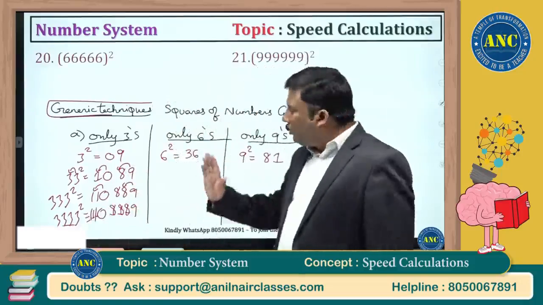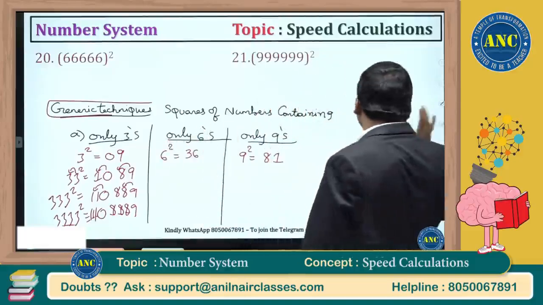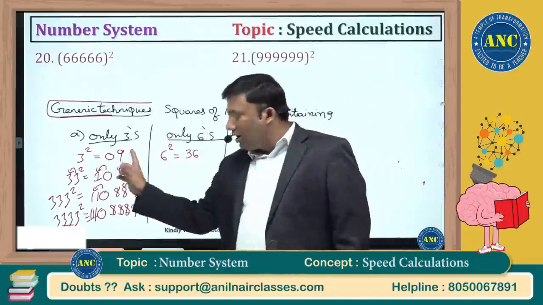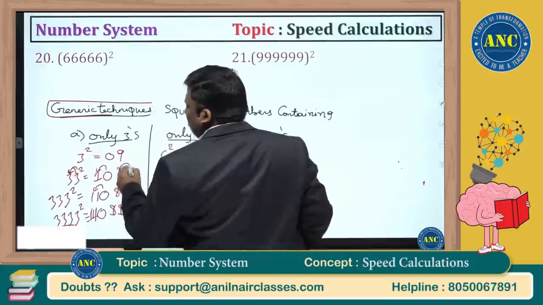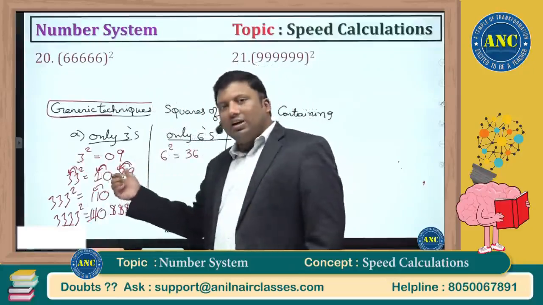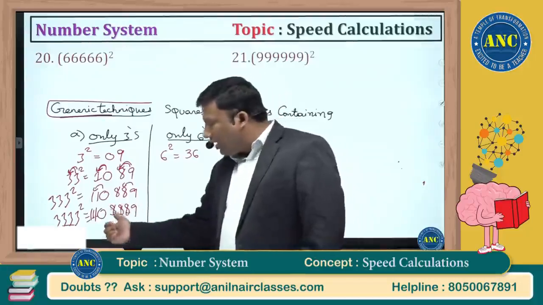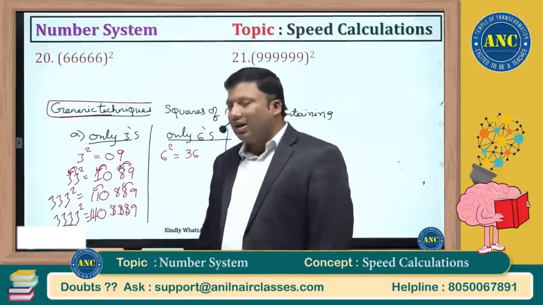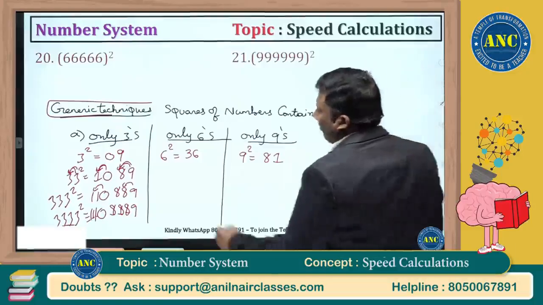Again I am explaining: this logic holds good for all the numbers with only 3, only 6 and only 9. 3 square is 09. Before 3, another 3 is added, so before 9 one more digit, before 0 one more digit. These are 1 less than 9, these 1 more than 0. How many 3s are added before 3? That many 8s will come and that many 1s will come.